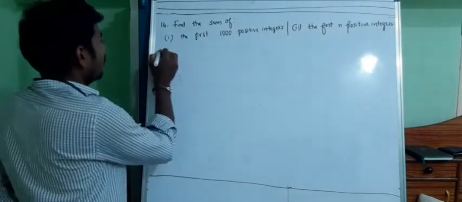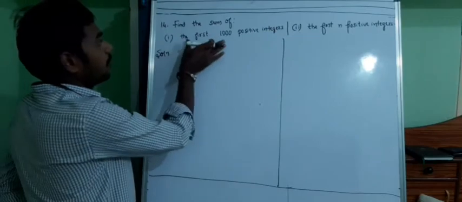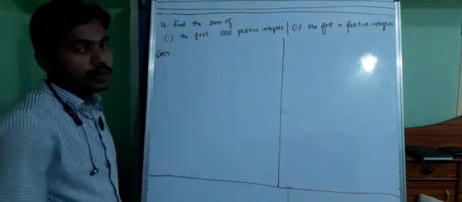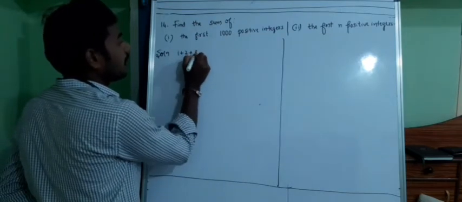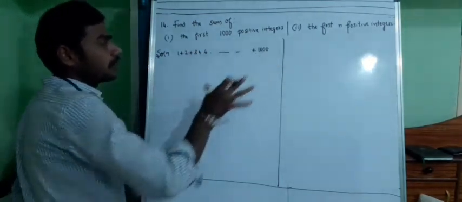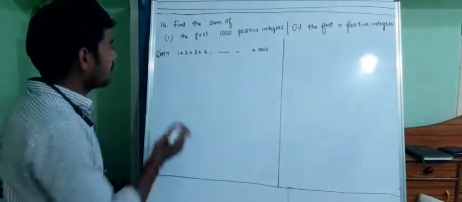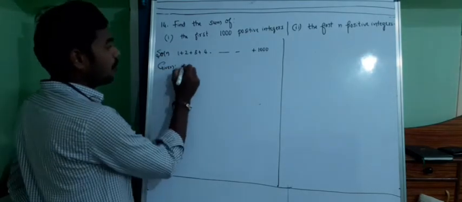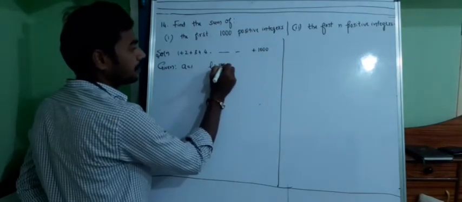See, what we need to calculate, what is given to us first. We need to calculate the sum of the first 1000 positive integers. The series will be like this: 1 plus 2 plus 3 plus 4 plus up to 1000. So, we need to calculate the sum of the first 1000 numbers. What is the given data? We know the first term, a is equal to 1. We know the last term, L is equal to 1000.